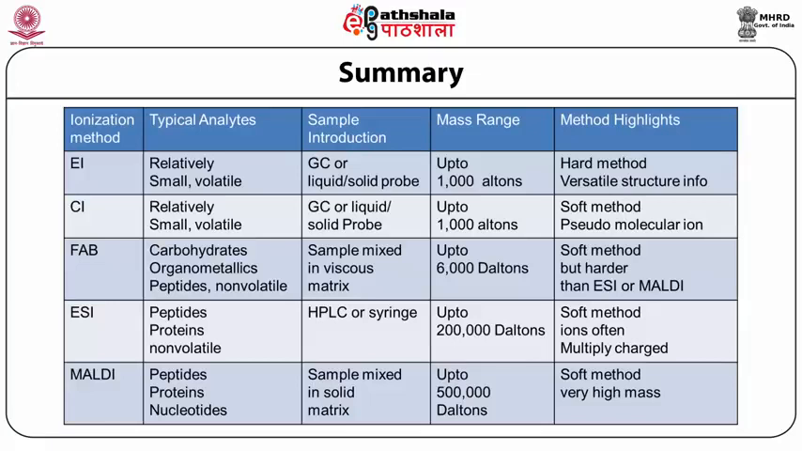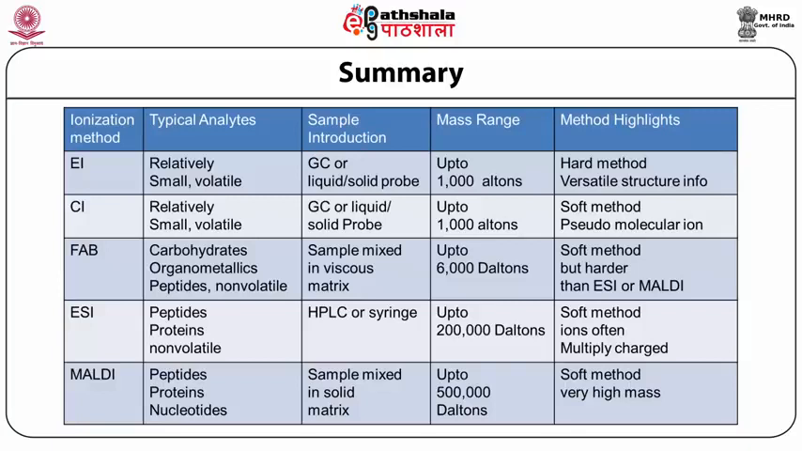So typical analytes are given here, such as relatively small volatile compounds are compatible with EI, and likewise with CI. FAB deals with larger molecules, relatively carbohydrates, organometallics, peptides, and non-volatile compounds can also be analyzed by FAB. Electrospray and MALDI are useful techniques for peptides, proteins, and non-volatile compounds, nucleotides, and so on.